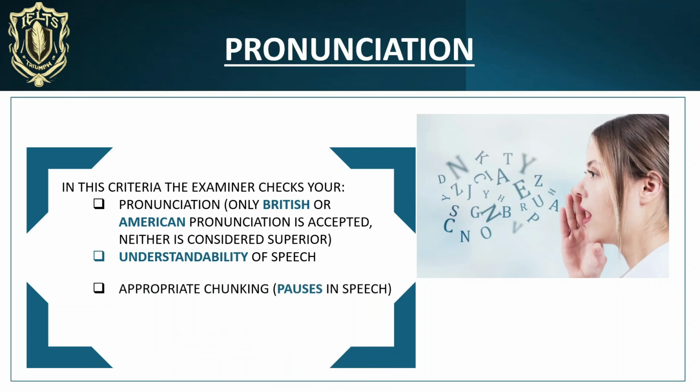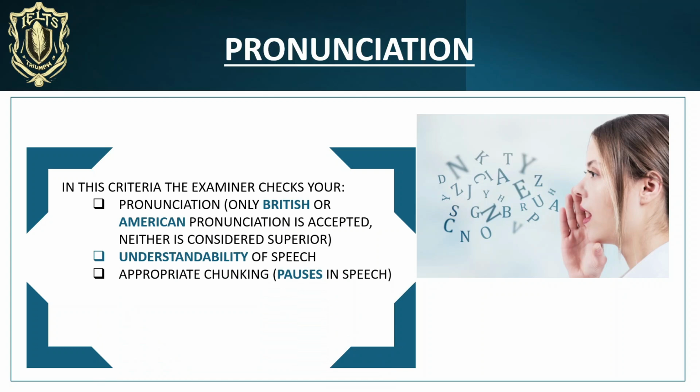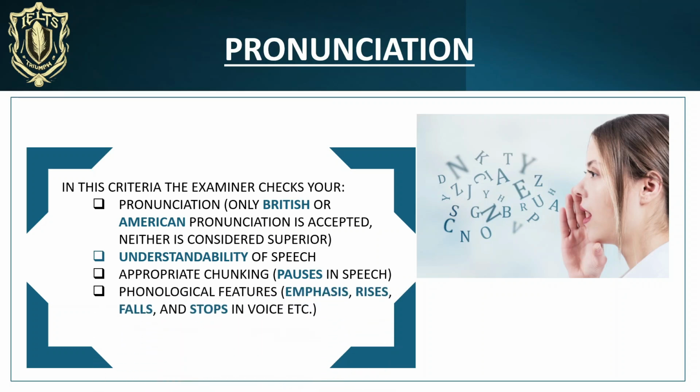Appropriate chunking. Chunking means getting pauses in your speech. These pauses must be appropriate in occurrence and must not be confused with irregular pauses. Appropriate chunking highlights the punctuations, commas, and periods in your speech, whereas the irregular pauses occur irregularly. Appropriate chunking is appreciated, whereas the irregular pauses will give you negative scores. Phonological features like emphasis, rises and falls in your voice.